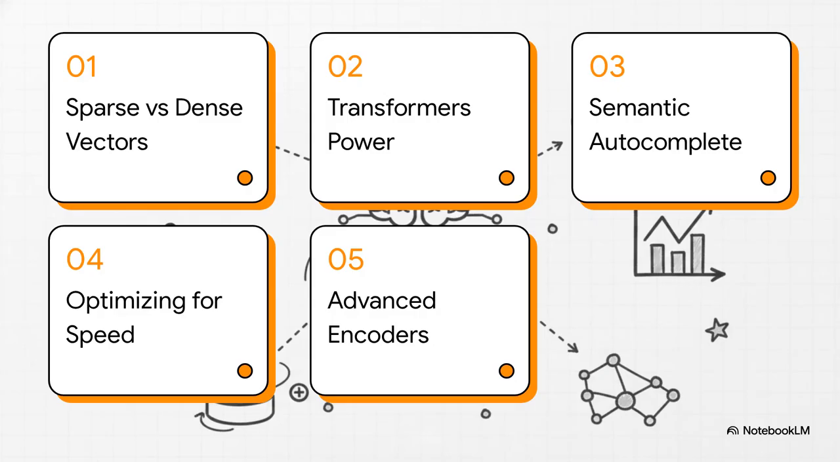Okay, let's take a quick look at our roadmap for building the semantic search engine. We'll be hitting 5 main points. Number 1, sparse versus dense vectors. 2, the power of transformers. 3, building semantic autocomplete. 4, optimizing for speed. And finally, number 5, bi-encoders and cross-encoders. So we'll start with the real problem behind basic keyword search, move into the tech that powers modern embeddings, see it in action, and then figure out how to scale the whole operation up.